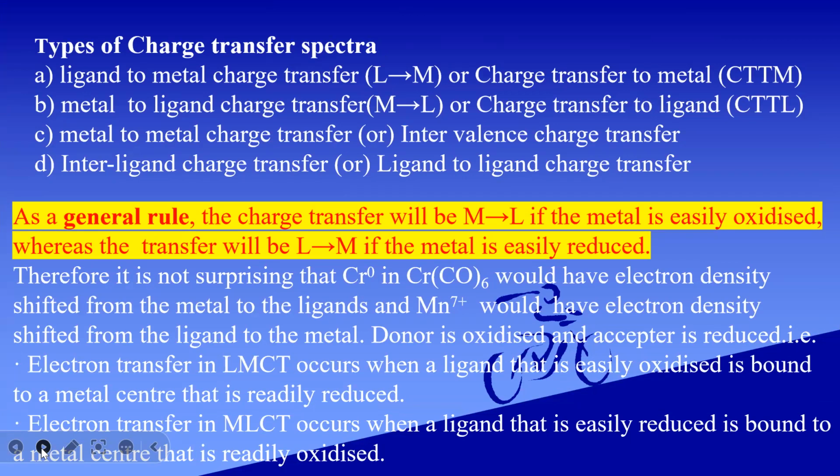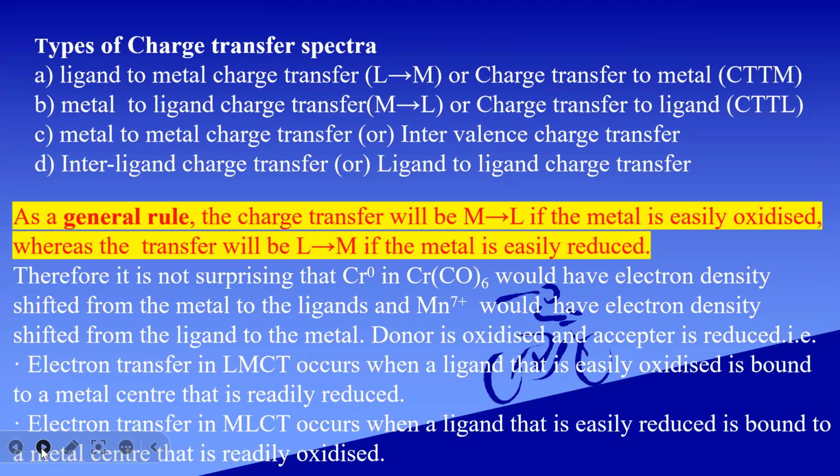The first one is ligand to metal charge transfer, or charge transfer to metal, that is CTTM. The second one is metal to ligand charge transfer, or charge transfer to ligand, CTTL. The third one is metal to metal charge transfer, or intervalence charge transfer. The last one is inter-ligand charge transfer, or ligand to ligand charge transfer.